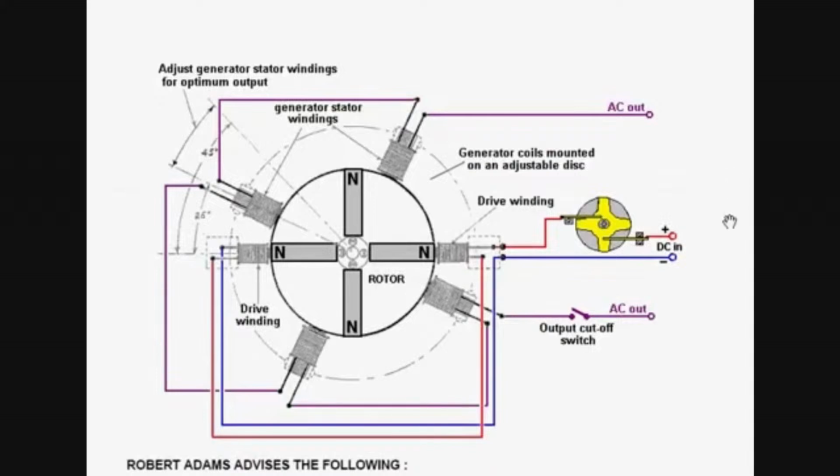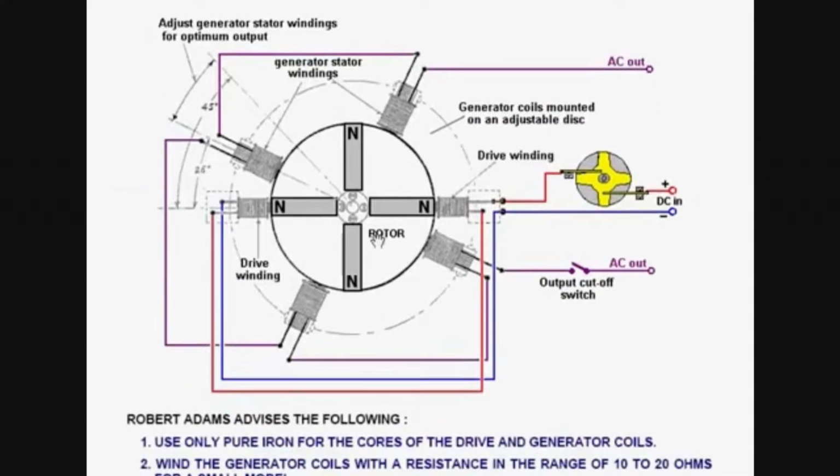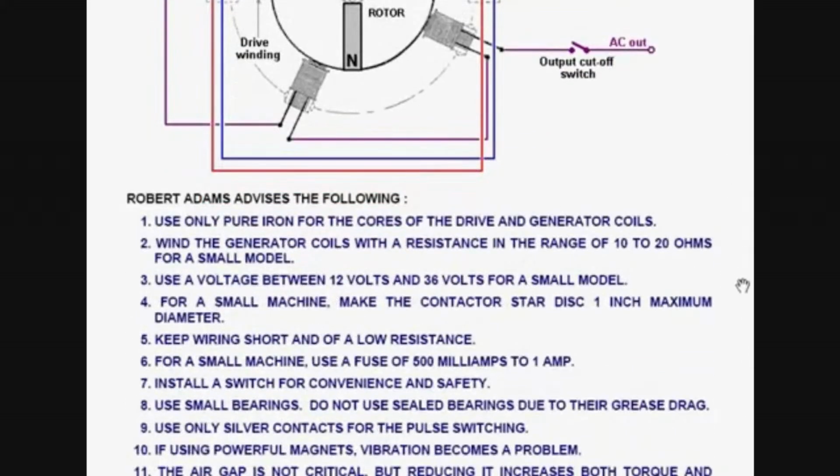The overall arrangement of the whole circuit is like this. You have the long magnets on the rotor disc, the 4 generator coils and the 2 drive coils, and this is the connecting wiring. The output from the drive coils is of course alternating current.